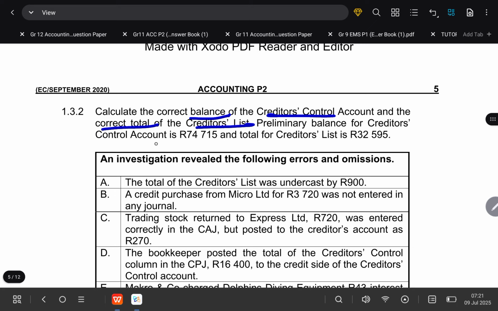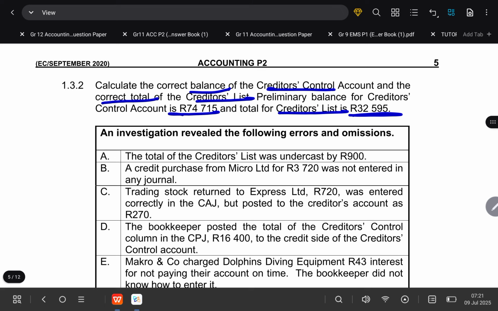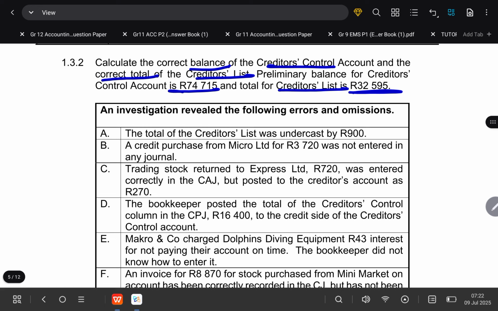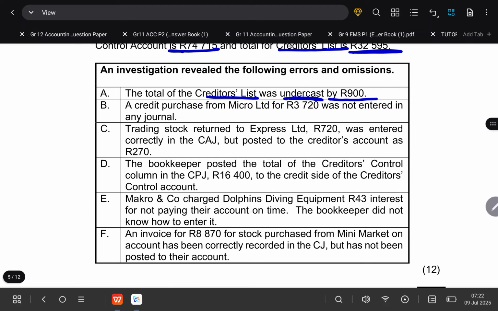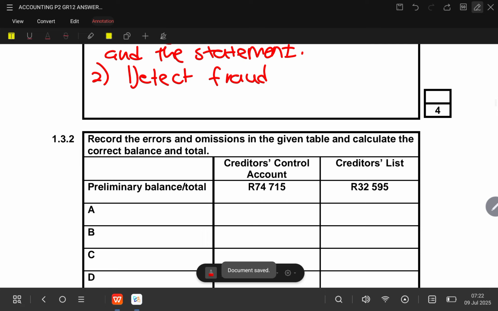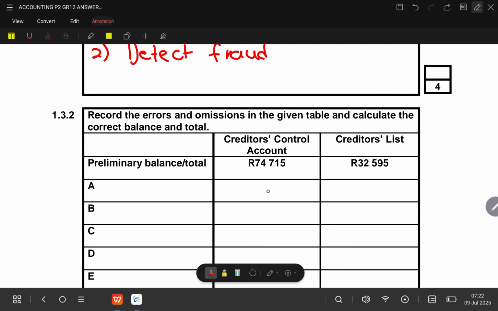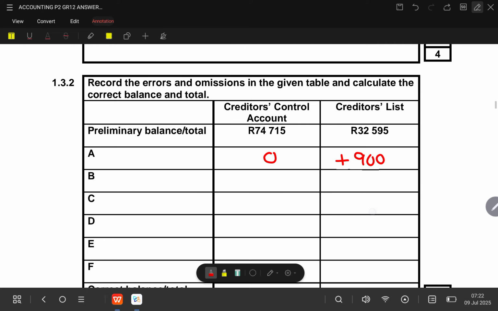Preliminary balances for control account is 74,715, and the total for creditors list is 32,595. So they have already given us the totals of the two items, the one for the list and the one for the control account. So number one says that the total of the creditors list was undercast by 900. So in other words, the total of the list was made to be less by 900. So we need to increase the total of the list. So here on the control account, it will have no effect, and then we'll add 900 to our list.